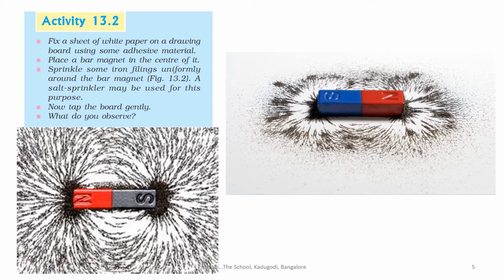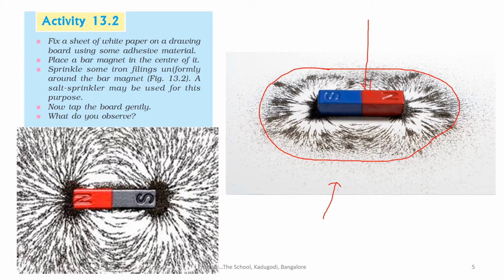If you take a piece of paper, that means a large piece of paper, and onto it keep a bar magnet, and over that you sprinkle iron filings, iron powder. It is available in the market or in the lab. You can take that iron powder and sprinkle all over, like salt you sprinkle over the food. You have to sprinkle the iron filings over the bar magnet. How does it arrange? See, it arranges in a different fashion. Are you able to see the arrangement here?